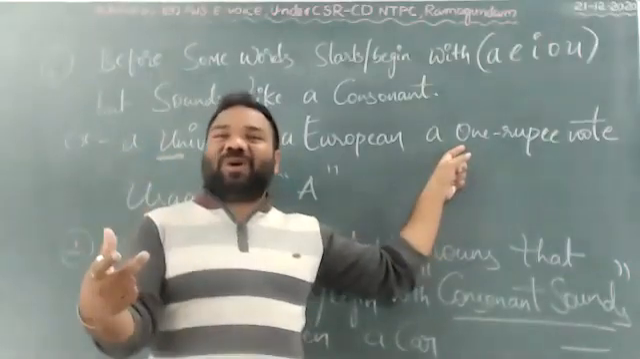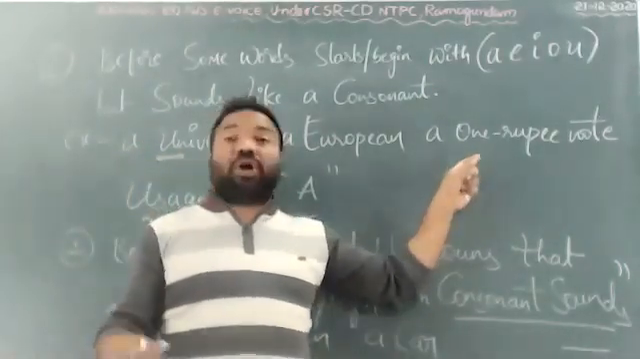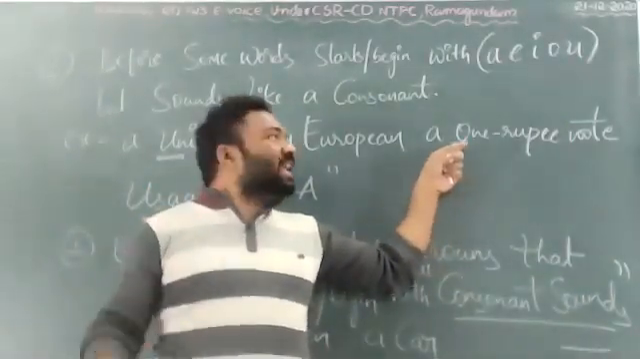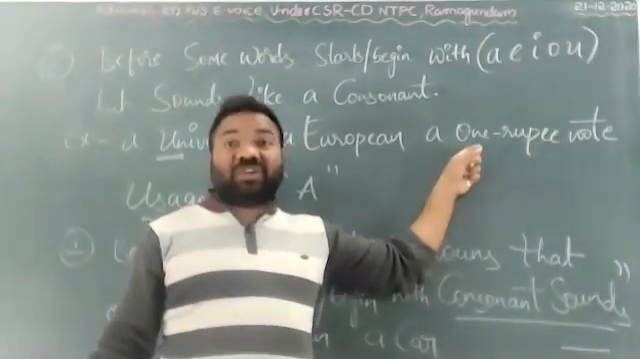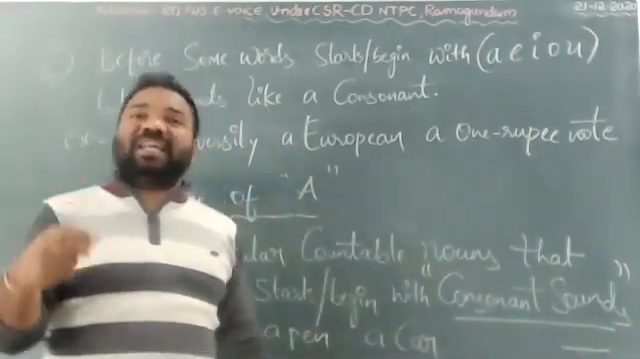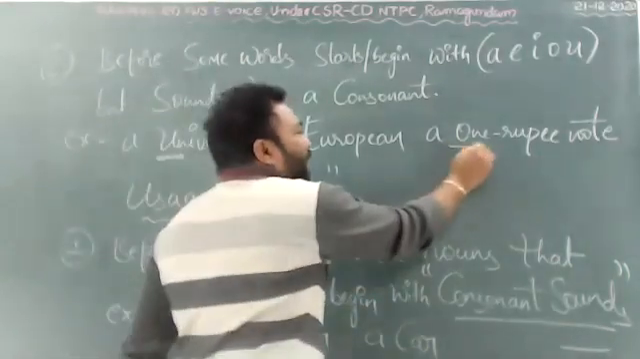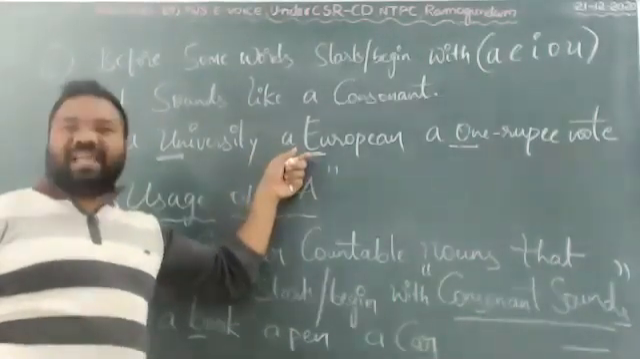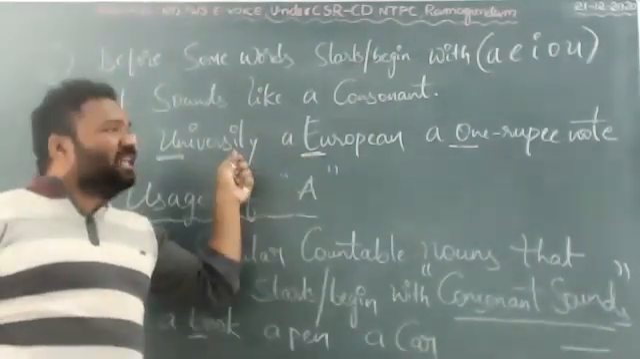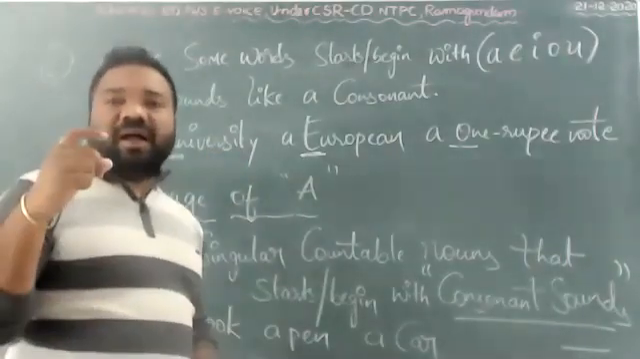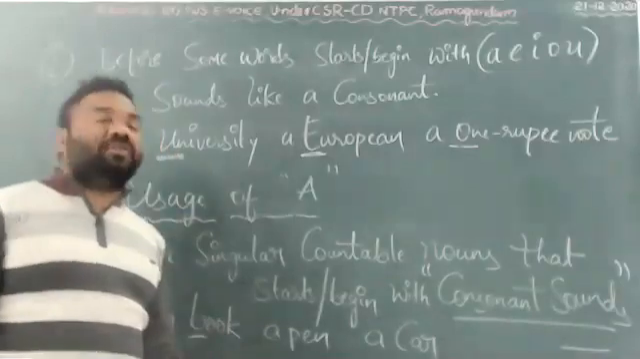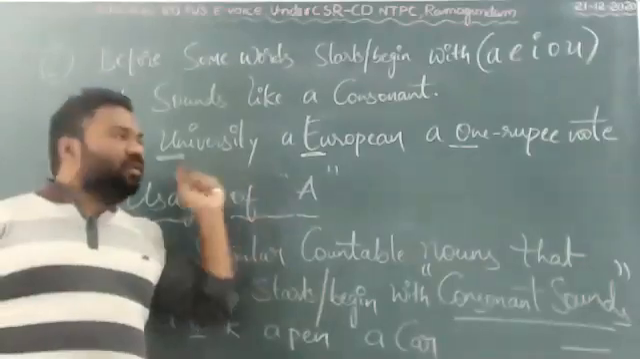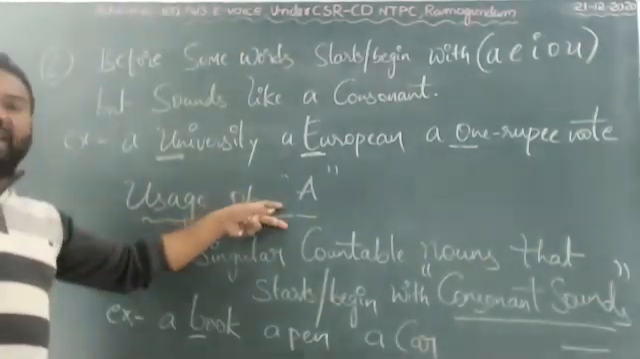Here, V. What is V? Consonant. 'One', and it's not 'on rupee note'. Oh, no, it's incorrect to pronounce it that way. Here, a one rupee note. 'Wa'. What is 'wa'? It is a consonant sound. Therefore, these words start with vowel letters, but still we have to use 'a', which is really important to note. This is a peculiar scenario. You understand? So this is the usage of 'a'.